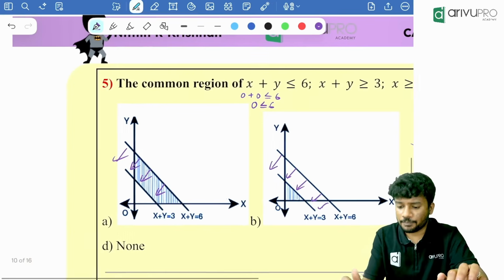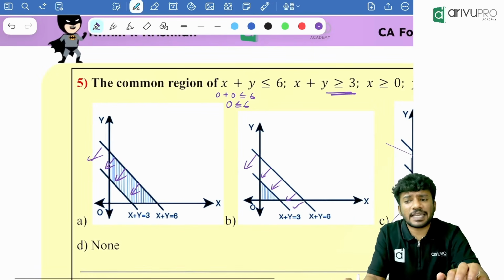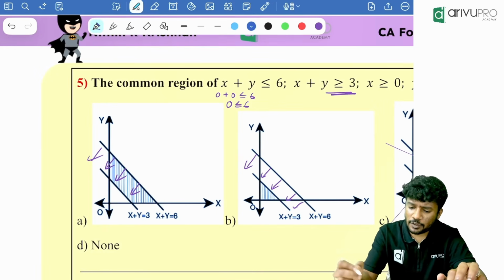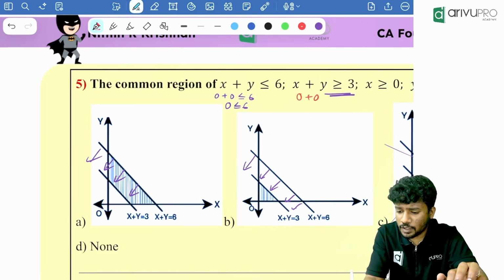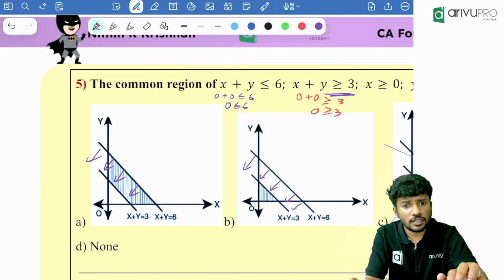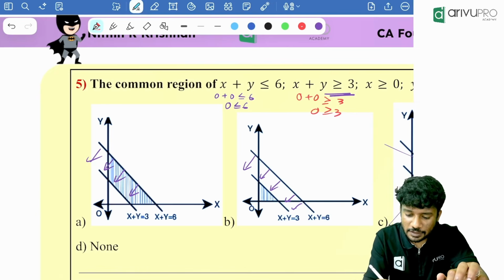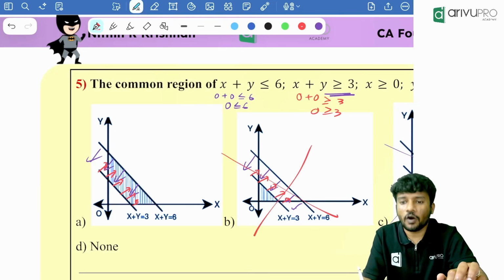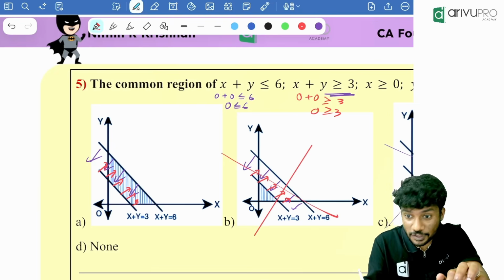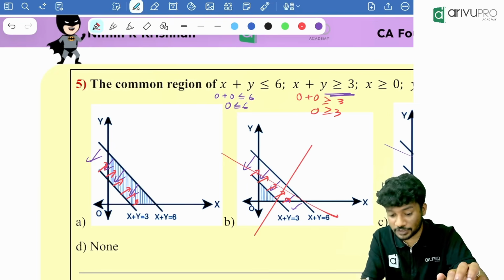Then, x plus y is greater than or equal to 3. We will assume 0, 0. 0 plus 0 greater than or equal to 3. 0 is greater than or equal to 3. Is that correct? No, that is not correct. That means the second graph should be going away from the origin. From that itself, this second option is wrong. Why? It is going towards the origin. The common area is going towards the origin.